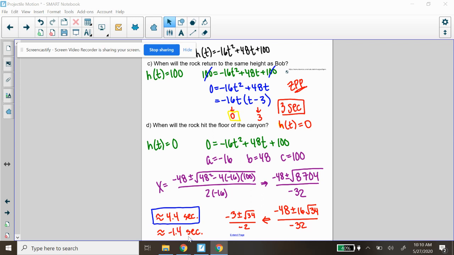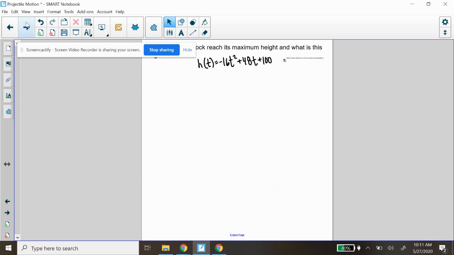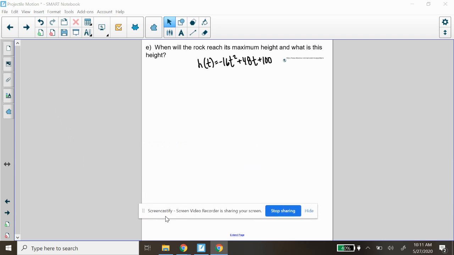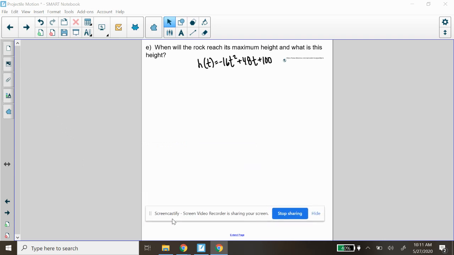This negative answer means 1.4 seconds ago in the past, the rock was technically on the canyon floor. But we know that doesn't actually apply here because the rock started 100 feet above the canyon floor when Bob threw it. So it's this positive 4.4 answer that makes sense to us. We know that in 4.4 seconds in the future, it will land back on the canyon floor. All right, this next question asks, when will the rock reach its maximum height, and what is that height?